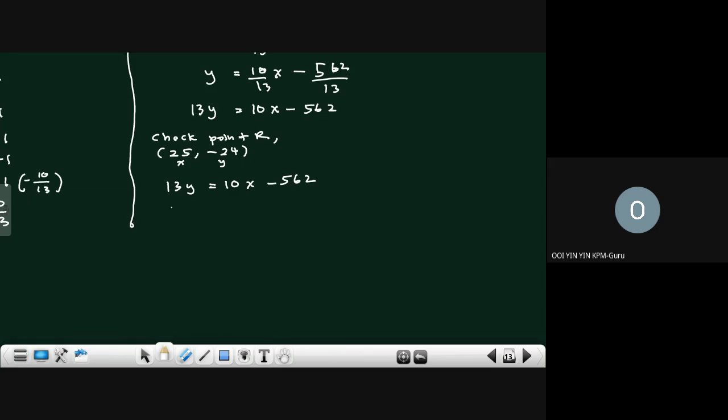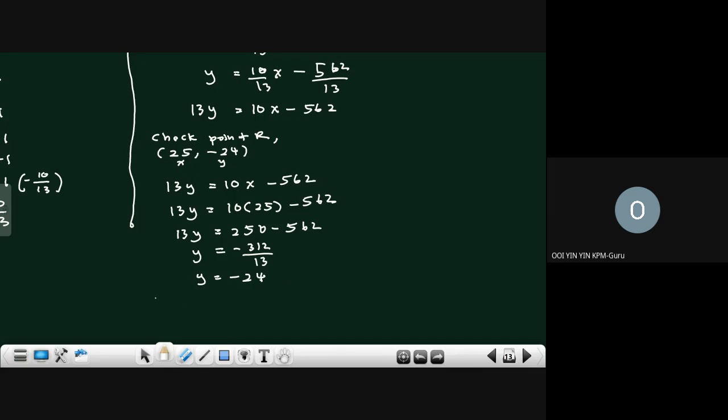Okay, so that's how we check it. So now we substitute in: here is 13y, then we substitute in your 10, and your x is 25, minus 562. What we do now, this is 250 minus 562. Calculate your y: 250 minus 562 will give you negative 312 over 13. Then this 312 over 13, you divide by 13, and you get negative 24. You see, negative 24 here. So it means that this line, you get exactly the same as here.